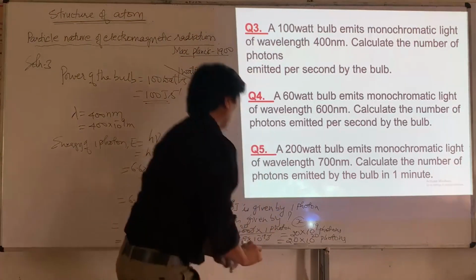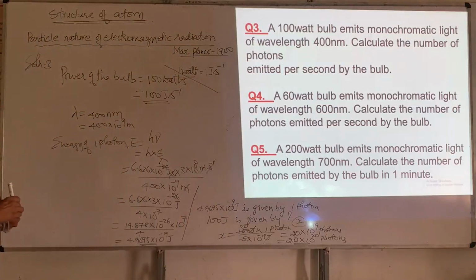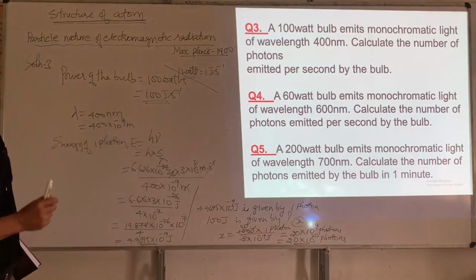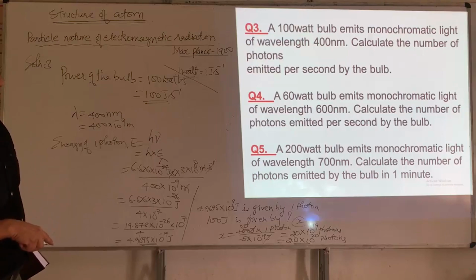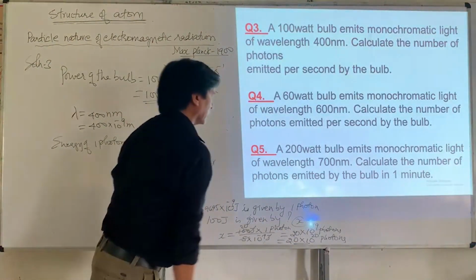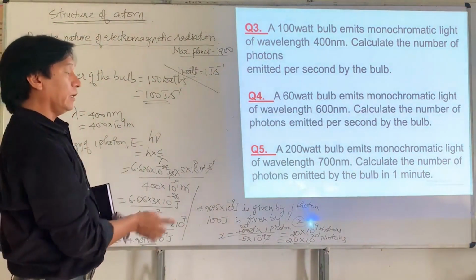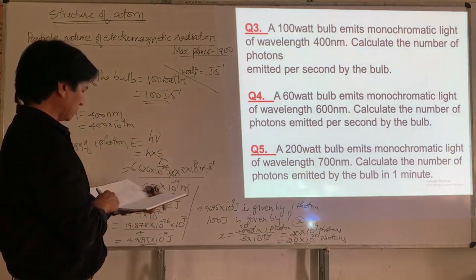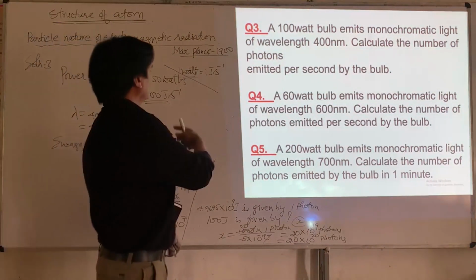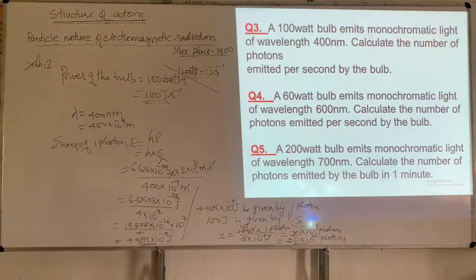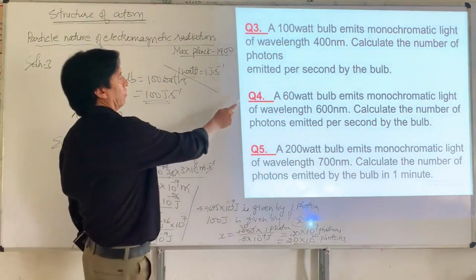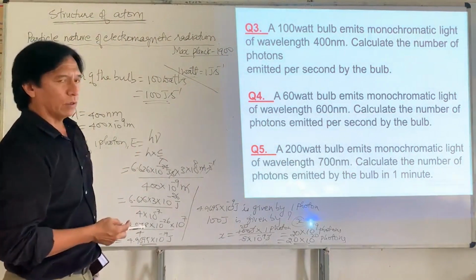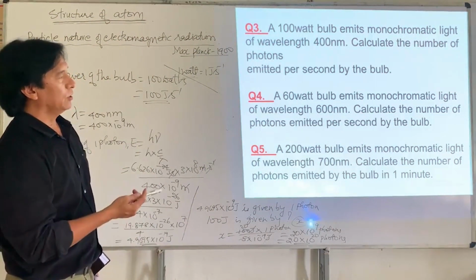So you will now see that this 100 joules of energy is given by 2 into 10 raised to the power 20 photons in 1 second. In 1 second. So that should be the answer. Fine. Well, that's it. And now you will do the same thing for the next problem. Problem number 4. Again, it is a 60-watt bulb and it emits monochromatic light of wavelength 600 nanometers.